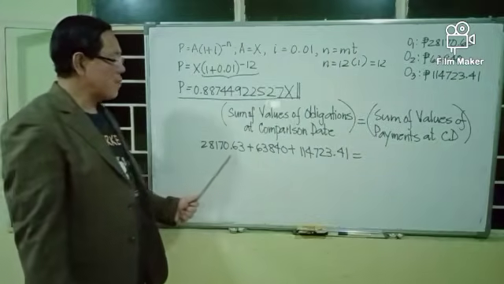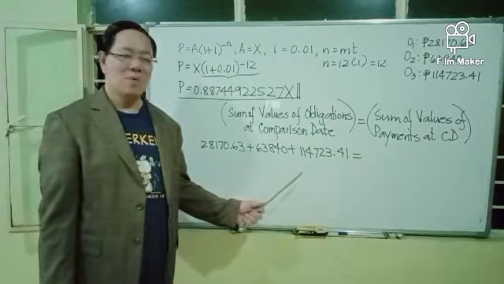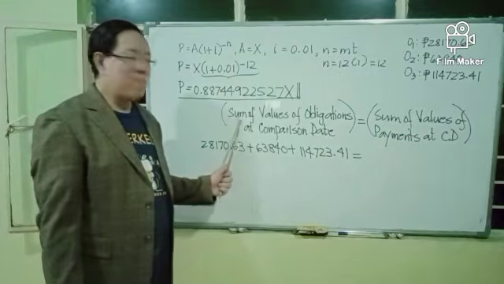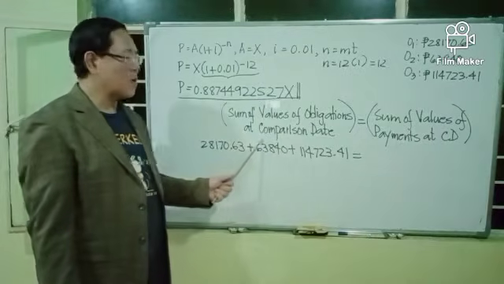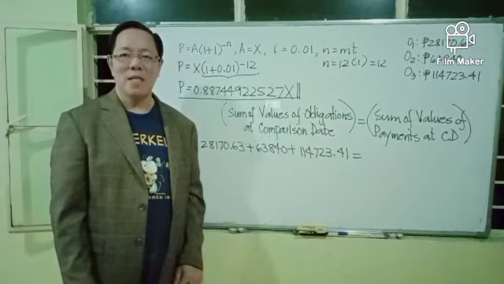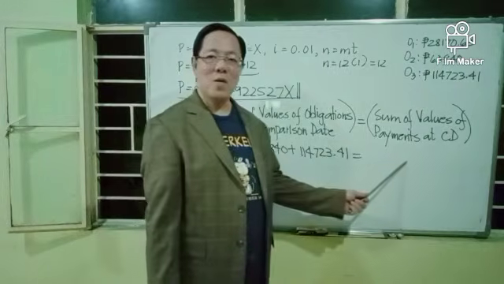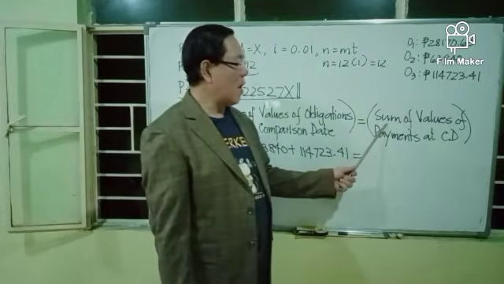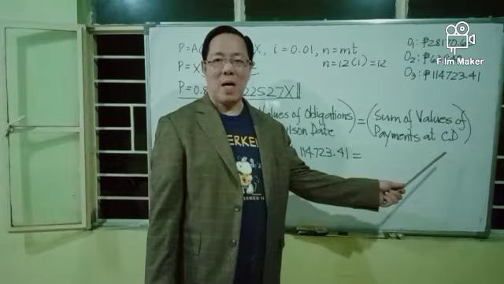So this sum represents the left-hand side of the equation of values. It is the sum of the values of the maturity values of the obligations at the comparison date. And the comparison date that we have chosen for this example is 2 years. At the other side of the equation of values, we write the sum of the values of the payments at the same comparison date.